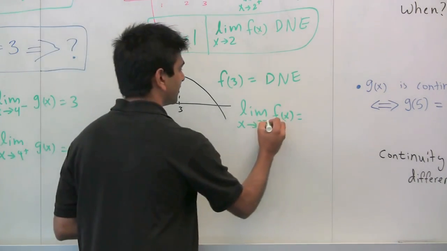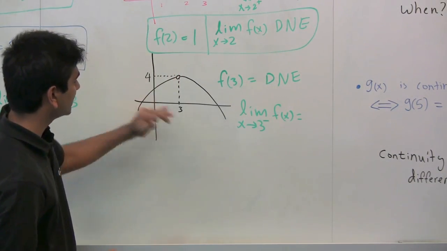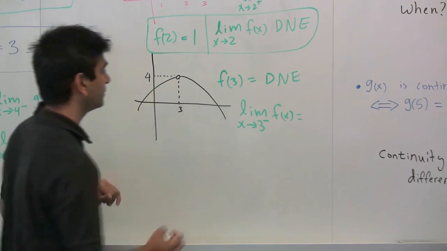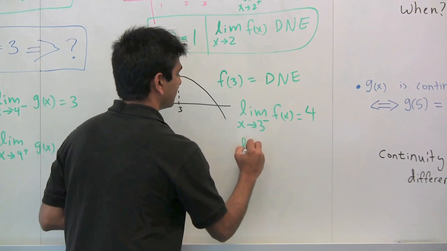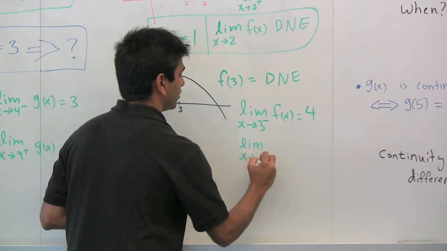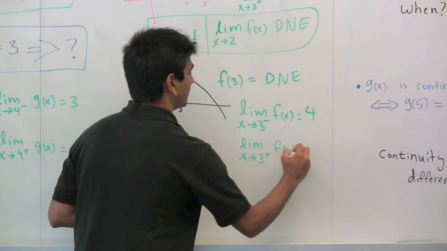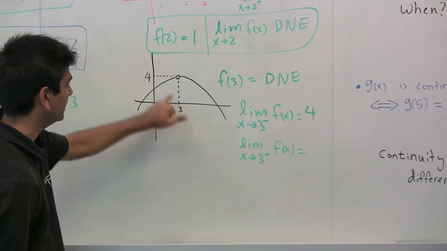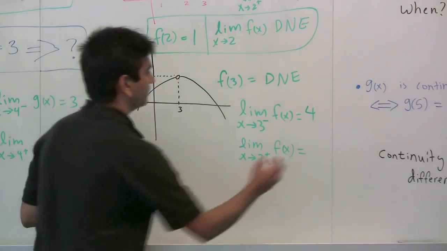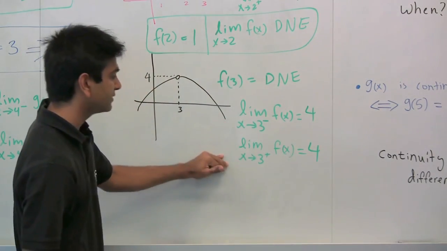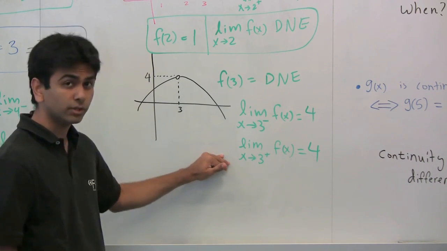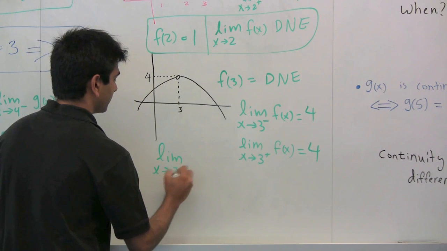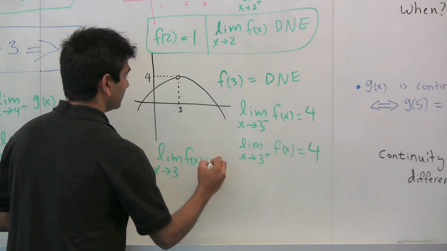So first, let's look at the left-sided limit. As x approaches 3 from the left, we're looking at x values of 2.9, 2.99. We can see that the y value is pretty much 4. If we do the same thing on the right, the limit as x approaches 3 from the right is also 4, because if we look at x values of 3.01, 3.001, the y value is pretty much 4. So since the left and right-sided limits exist and are equal, we can conclude that the limit as x approaches 3 of f of x is indeed 4.